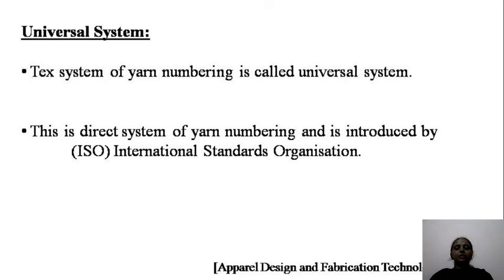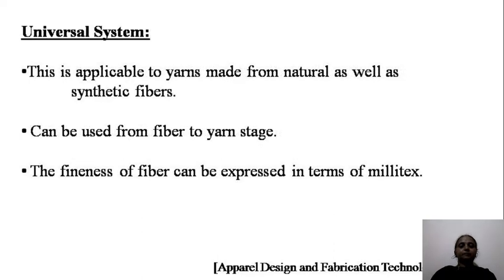Next is the universal system. What is the universal system? The tex system of yarn numbering is called the universal system. Again, it comes under the direct system. So tex is the universal system of finding the yarn count. This direct system of yarn numbering was introduced by ISO, the International Organization for Standardization.